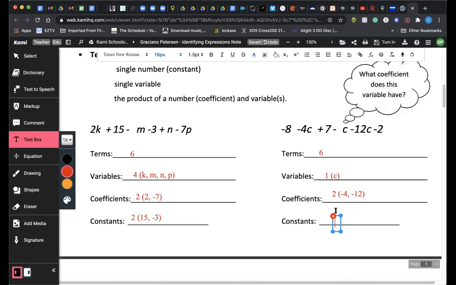How many constants do we have? 3. We have 3 constants. They are negative 8, 7, and negative 2.